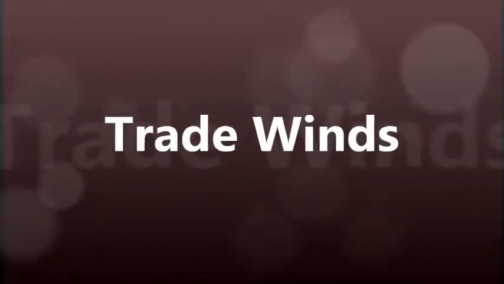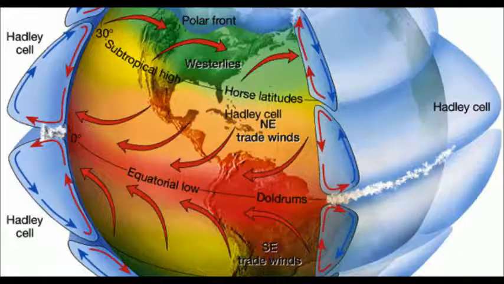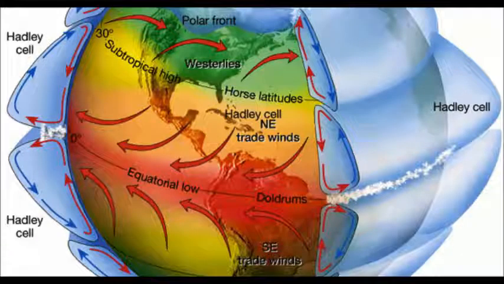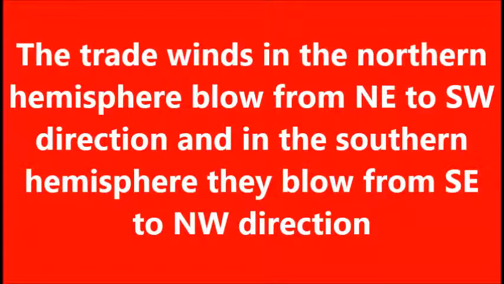Trade winds. These winds blow from the subtropical high pressure belt to the equatorial low pressure region. The trade winds in the northern hemisphere blow from northeast to southwest direction, and in the southern hemisphere they blow from southeast to northwest direction.